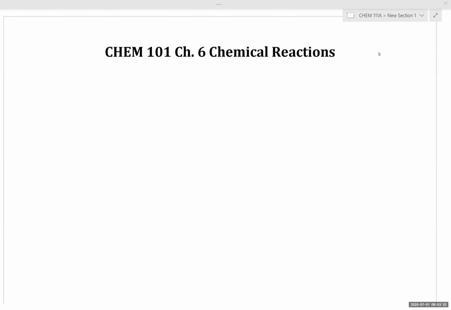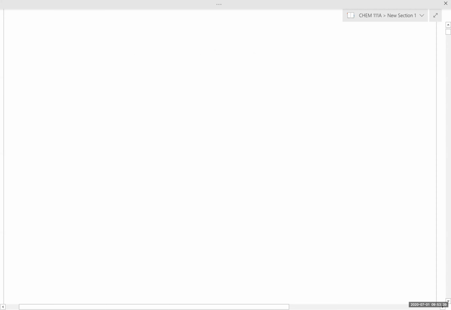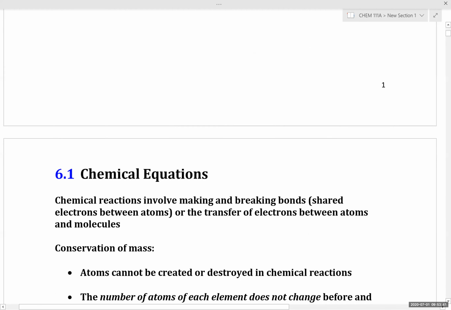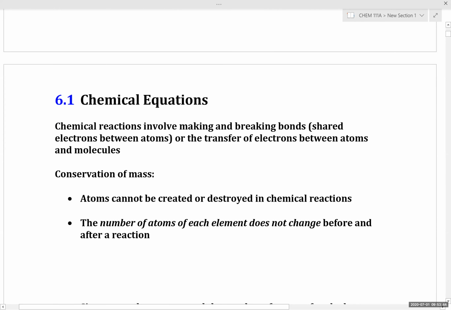Okay, so in today's lecture, we're going to be discussing chapter 6, which is chemical reactions. So first off, when we look at chemical reactions, let's first start by reviewing and discussing chemical equations. So fundamentally, a chemical reaction involves making and breaking bonds, or the transfer of electrons between atoms and molecules.